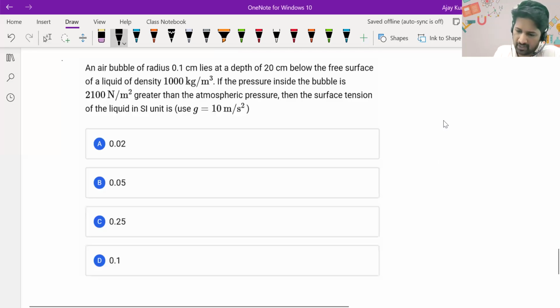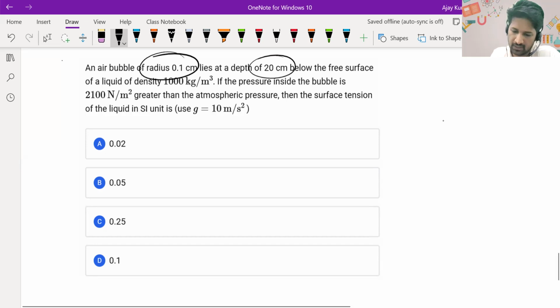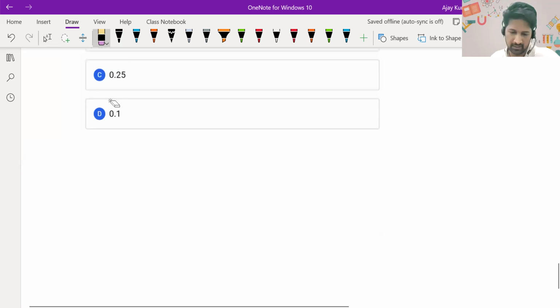An air bubble of radius 0.1 centimeter lies at a depth of 20 centimeters below the free surface of a liquid. Liquid density is given as 1000, so it's like water. Pressure inside the bubble is this much greater than atmospheric pressure. Then how much is the surface tension of the liquid? Okay. Need to be very careful with such questions.